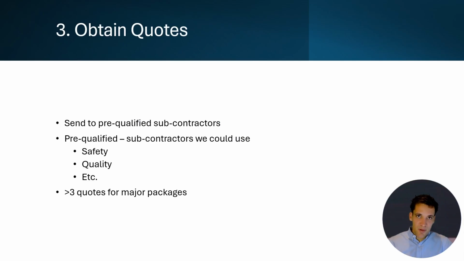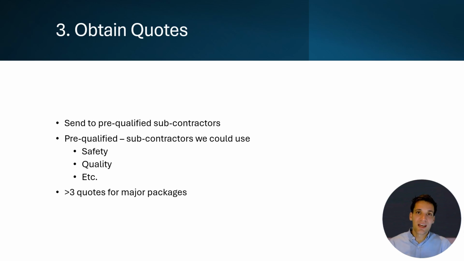Once you've prepared your tender package, the next step in the process is to send it out to pre-qualified subcontractors. These are subcontractors we could actually engage to complete the project for us. This means they meet our safety standards, they meet our quality standards, and they have all the necessary licenses and accreditation.